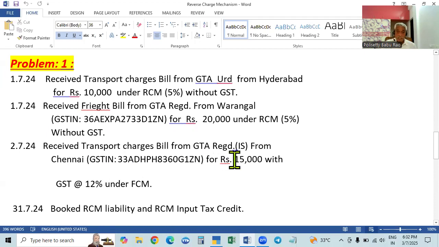It is issued in the state for 50,000 with GST 12% on RCM. That means in his bill, sir, under FCM, we charge you 12%. In his bill, he showed that. So in our bill also we have to show it, and that liability will be paid to him. Taxable value plus tax will be paid to him. He will pay to the government. We don't have any RCM liability.